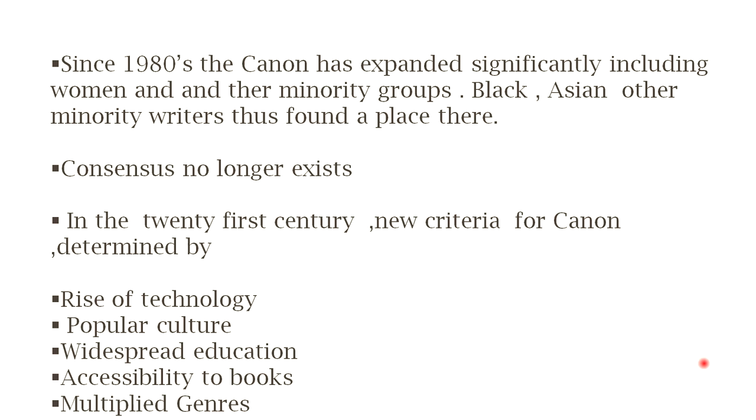In the 21st century, new criteria are there for canon. It is determined by the rise of technology, popular culture, widespread education, accessibility to books, and multiplied genres. That means we can't make use of the earlier criteria to determine the canonical texts of the 21st century.